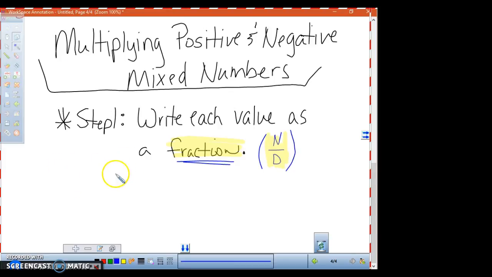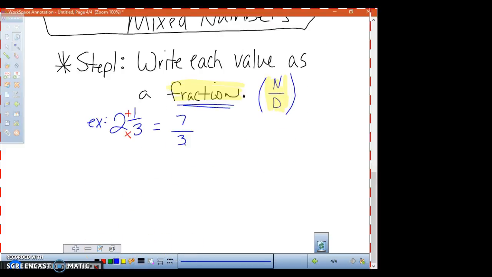How do we change a mixed number to an improper fraction? Go, Gilbert. Multiply the denominator by the whole number, and then add the numerator. Very good. So in the end, we're going to get what for this example? 7/3. Exactly, 7/3. Make sure you know that. All right. Here we go.